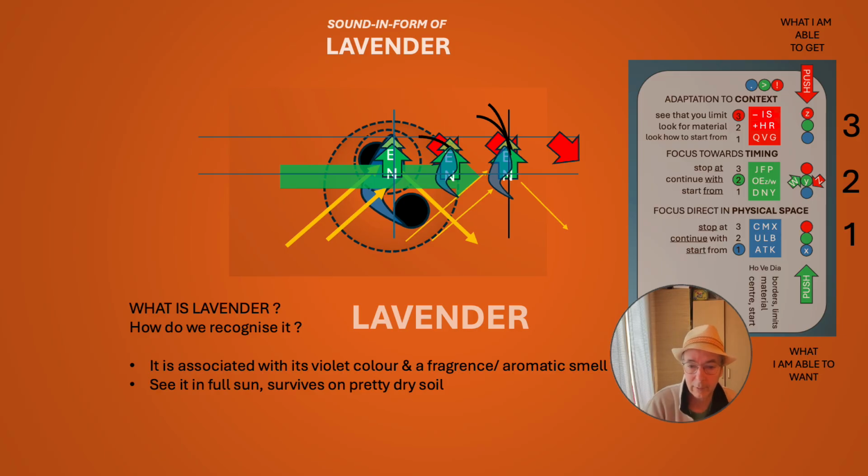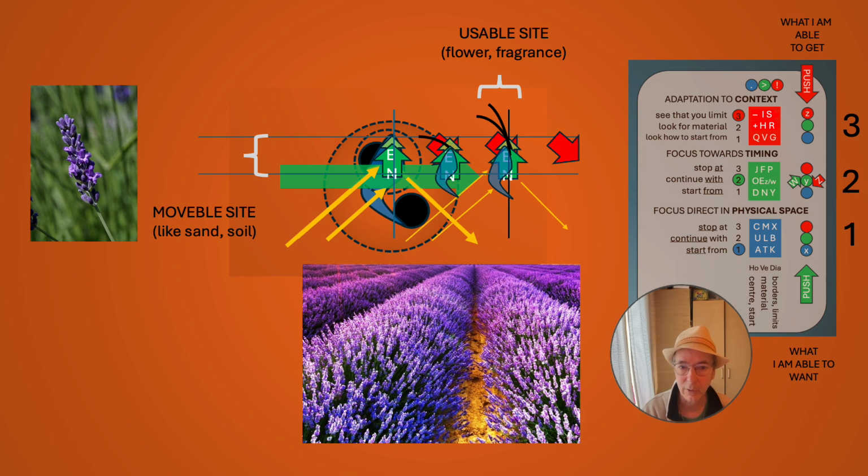What do we know with lavender? It is associated with the violet color as well. So we very much have the association of this bright violet coming towards us in the bright sun, and also the fragrance, the aromatic smell, which will be very strong. So it is in full sun, and it survives in pretty dry soil actually. And that will also give us a clue where we have to go.